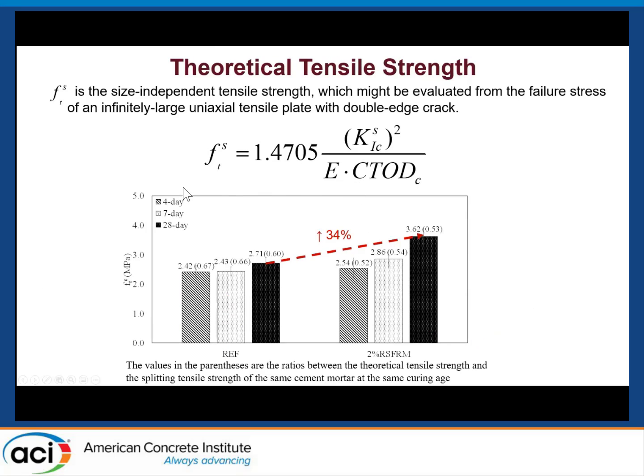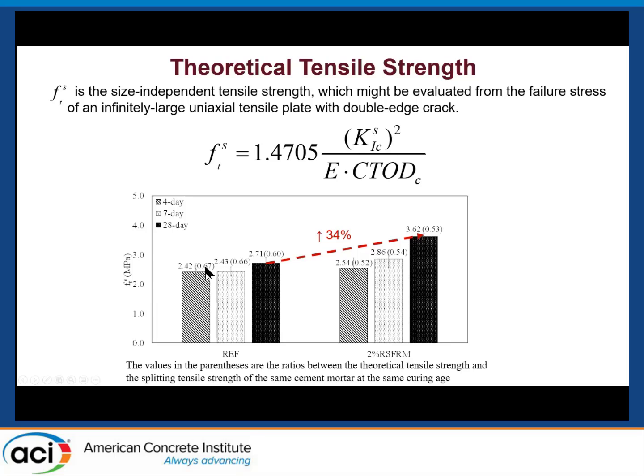Next, we can also calculate the theoretical tensile strength using the fracture properties we obtained, using the equation here, which is based on linear fracture mechanics. Note in the bracket, the ratio is the selected tensile strength divided by the split tensile strength we tested for the same cement mortar and the same curing age.